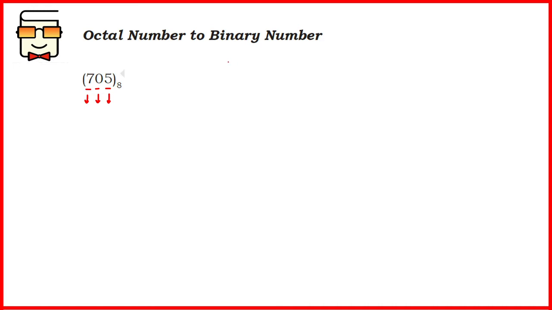Because the 8 unique characters present in the octal number system can each be uniquely represented using 3 positions, where each position can be either 0 or 1. That means each position holds one of the 2 unique digits of the binary number system.